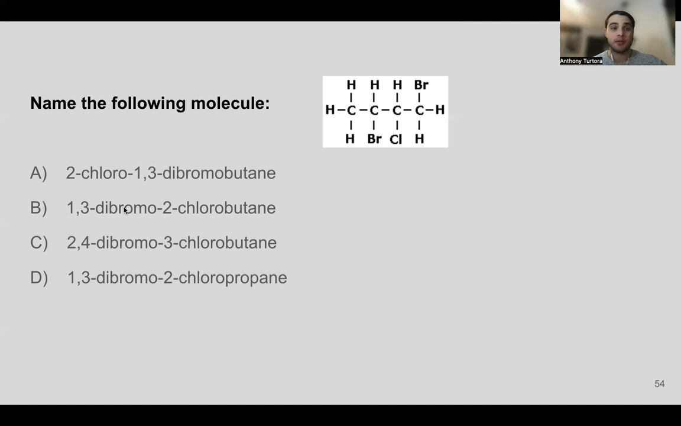So I know here that either B or D has to be right. And then without even going further, this is propane and not butane, which we know it's 4, so it's going to be bute. We can already cross out all of them except B. But now we also know chlorine is at the second position, so it's going to be 1,3-dibromo-2-chlorobutane.